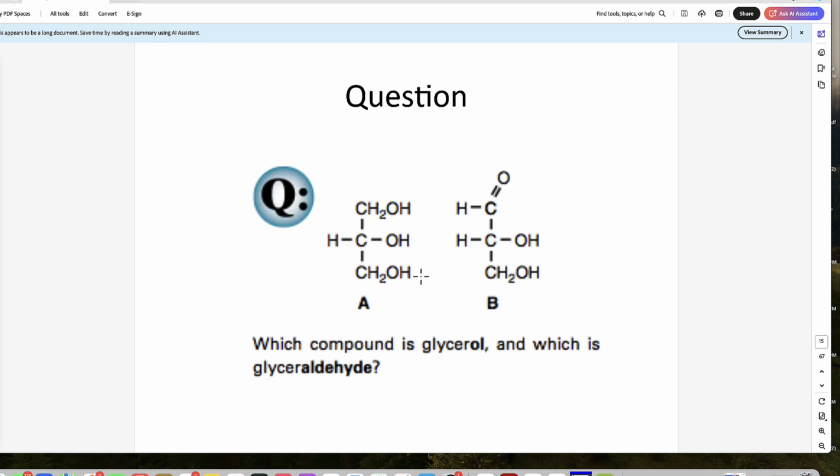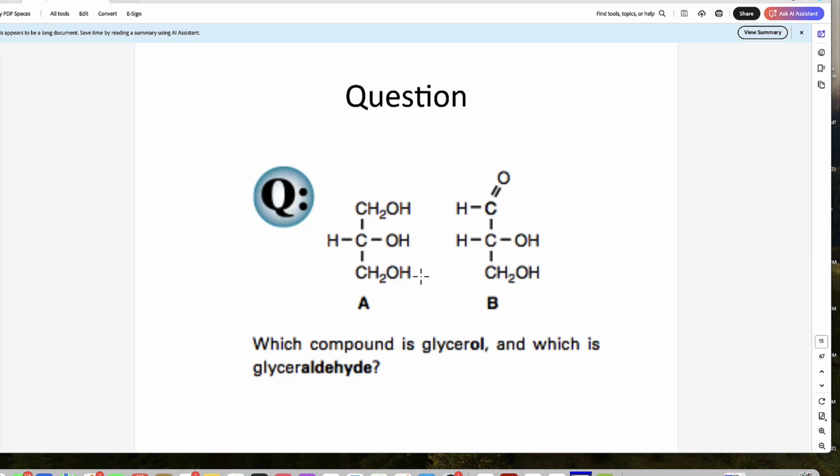Okay, another question, pause so that you can answer this question. And it is, which compound is glycerol and which compound is glyceraldehyde? So you don't know which compound, A or B, is glycerol versus glyceraldehyde. However, you should be able to look at the structure and identify what's present. Well, we know that if anything ends in OL, it has an alcohol. Well, how do we know it's an alcohol? It has an OH, hydroxyl group.